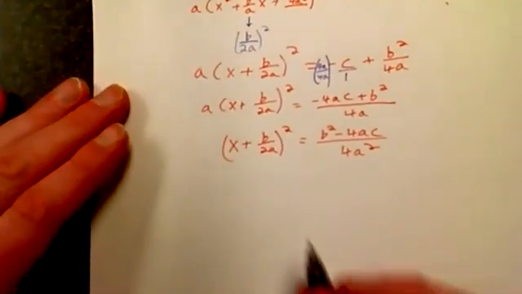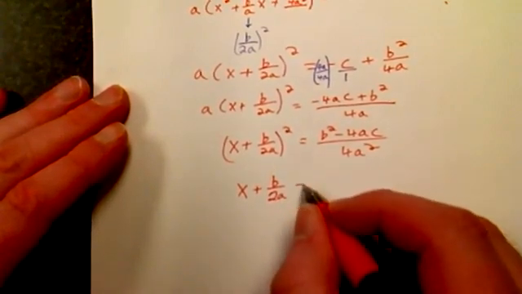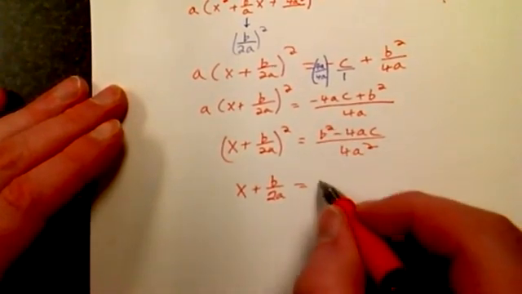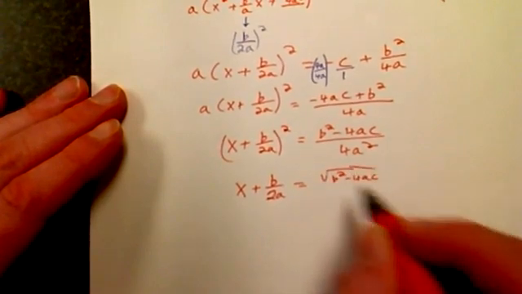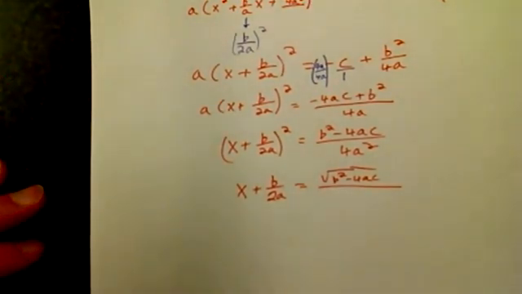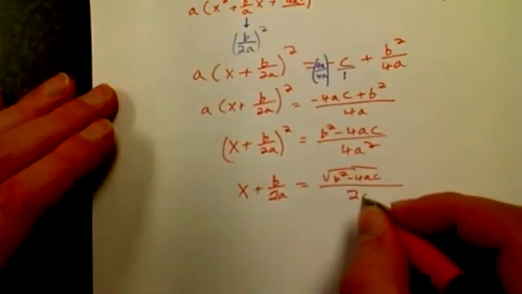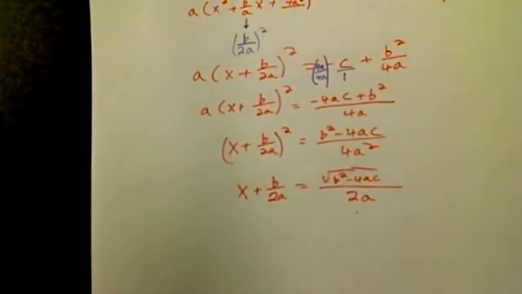Let's solve it for x. If I take the square root of both sides, I'm going to have x plus b over 2a, and I'm going to take the square root of the numerator and denominator separately. I have the square root of b squared minus 4ac over, now what's the square root of 4a squared? Well, that would just be 2a, right? 2a times 2a is 4a squared. So this is looking very similar.